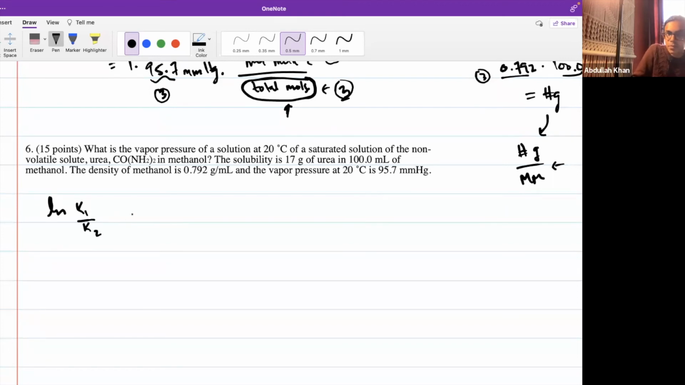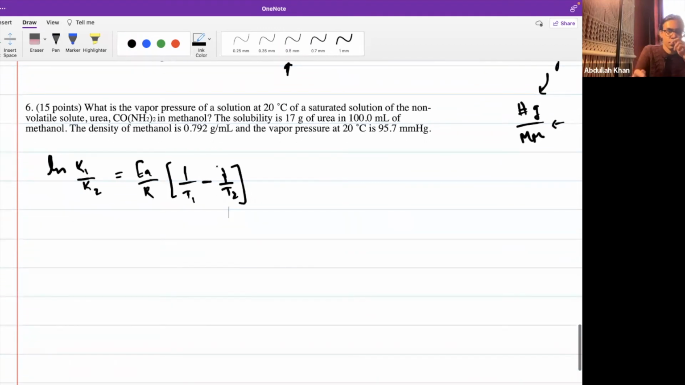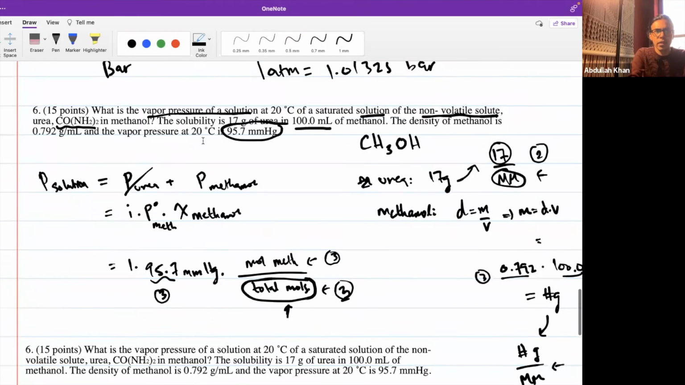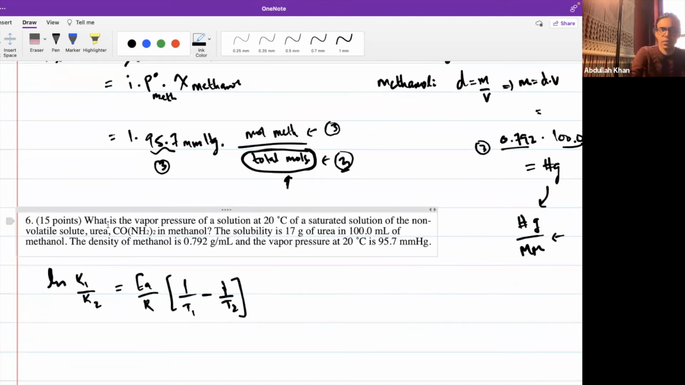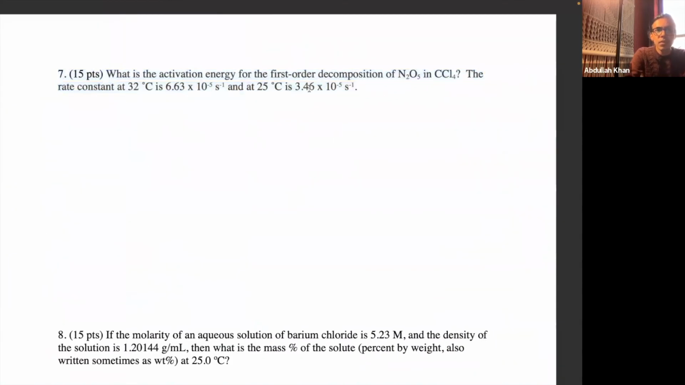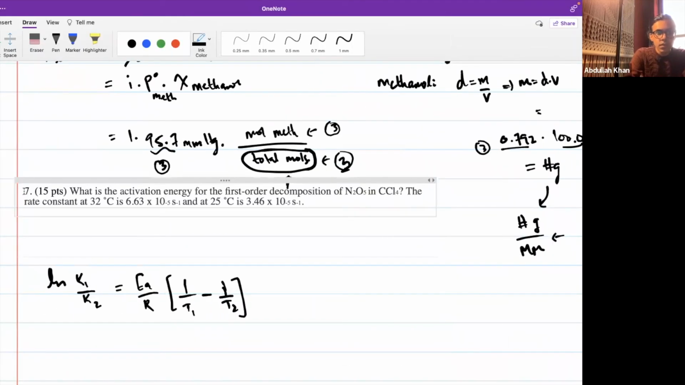ln K1 over K2 equals, over R, you might have a negative. I'm just going to flip the order instead. Minus T2. And we are trying to get, did I copy the wrong question? Yes, I did. Okay.